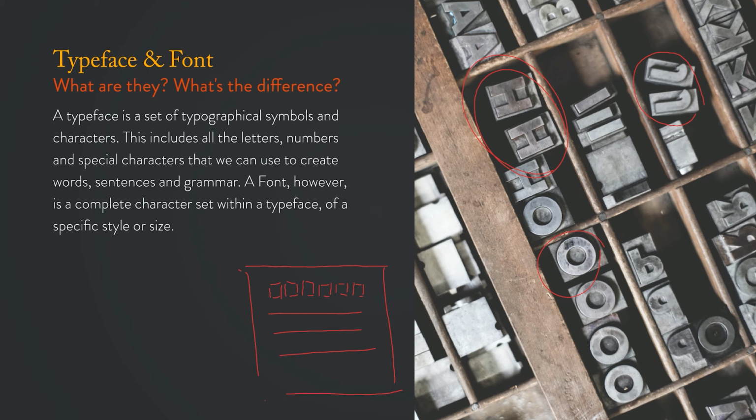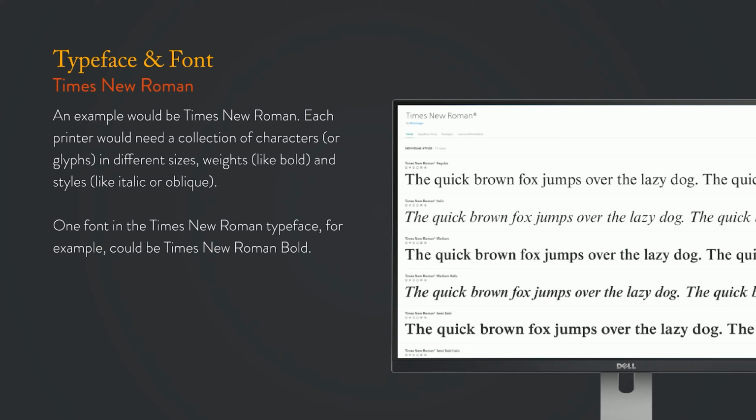So all of the characters, numbers, letters, glyphs, punctuation marks that make up a complete typeface would be every single different weighting and font in that typeface. So, for example, a typeface would be Times New Roman. A font within the Times New Roman typeface would be Times New Roman Italic, for example. So the font would be all of the italic characters within Times New Roman.